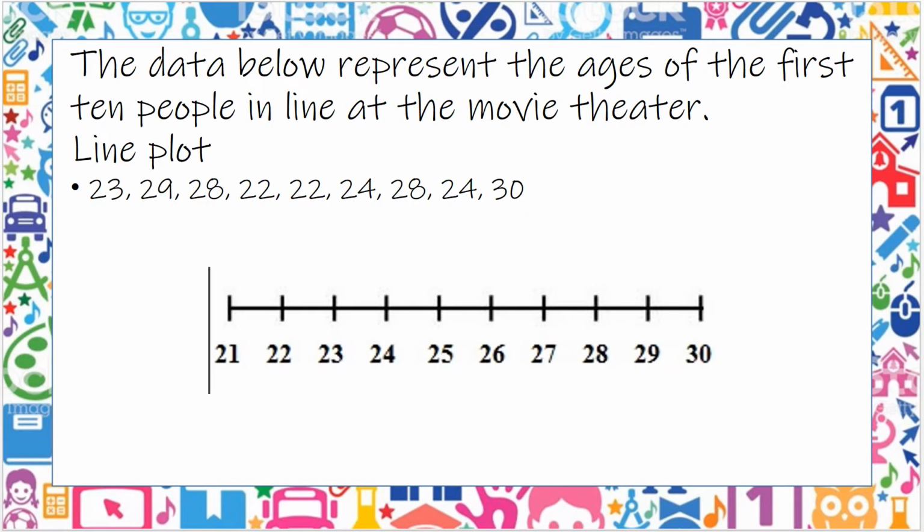The data below represents the ages of the first 10 people in line at the movie theater. So we're going to make a line plot with this data. I've already got our number line down here. All we're going to do is look at the first number. It's 23. So I'm going to put an X right above the graph where I see 23. The next number is 29, so I'm going to put an X at 29. The next number is 28. Then 22, and I've actually got two 22s, so I'm going to go up with that one. And then 24, 28, 24, and 30. That is what a line plot looks like with this data.